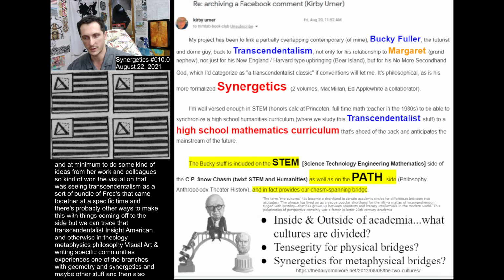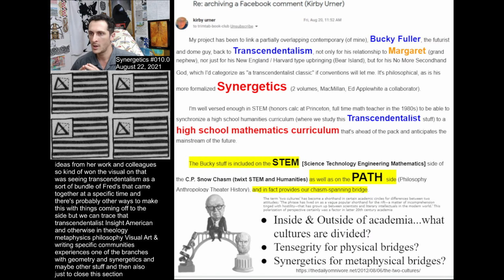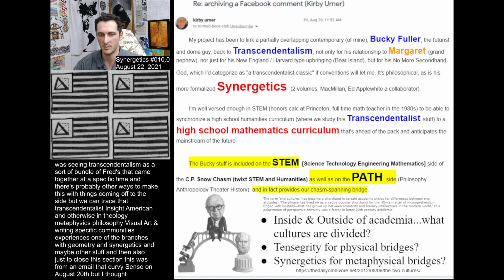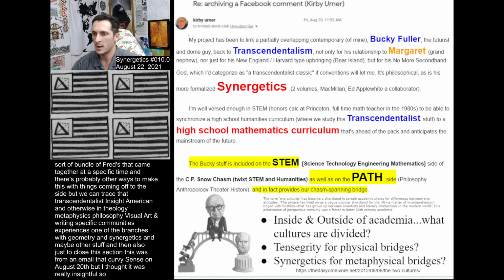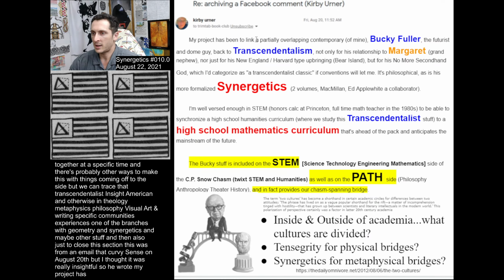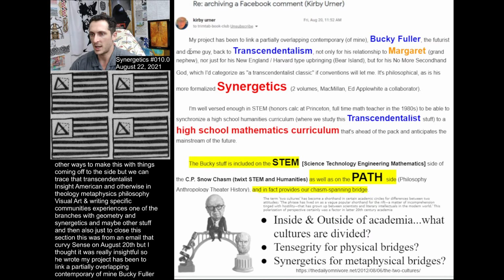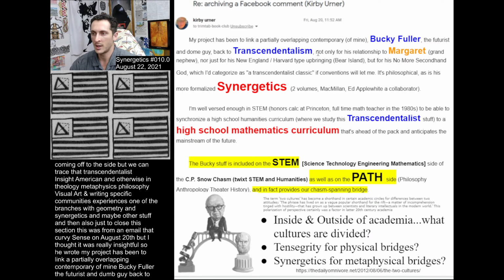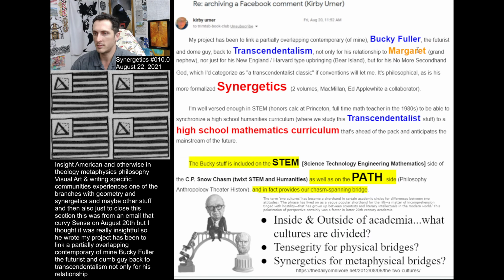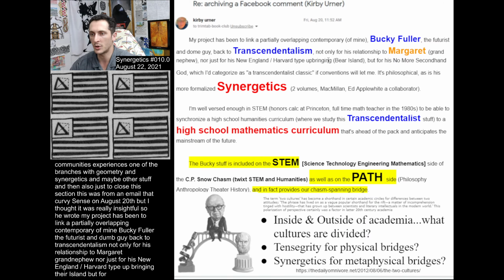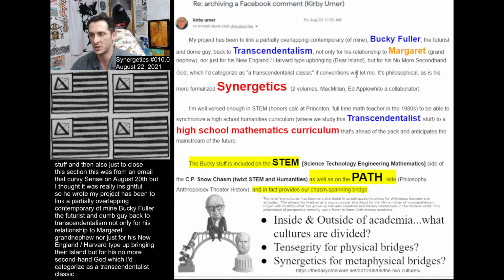And then also, just to close this section, this was from an email that Kirby sent on August 20th, but I thought it was really insightful. So he wrote, "My project has been to link a partially overlapping contemporary of mine, Bucky Fuller, the futurist and dome guy, back to Transcendentalism. Not only for his relationship to Margaret, grandnephew, nor just for his New England/Harvard type upbringing, Bear Island, but for his No More Secondhand God, which I'd categorize as a transcendentalist classic, if conventions will let me."